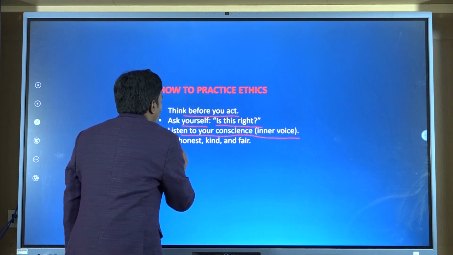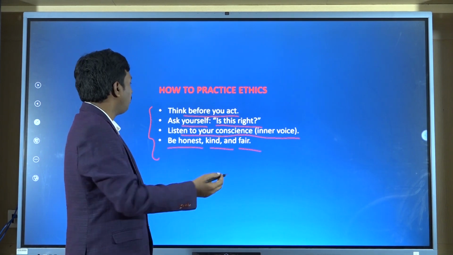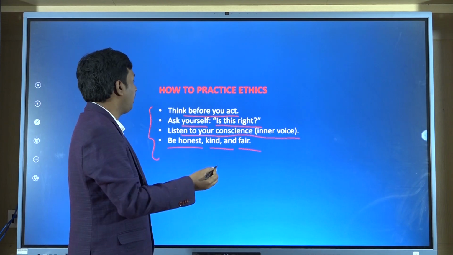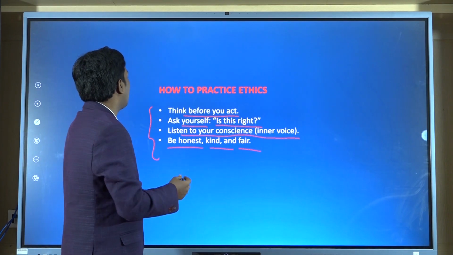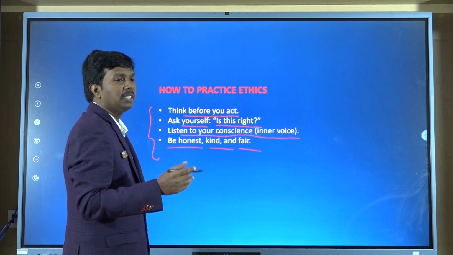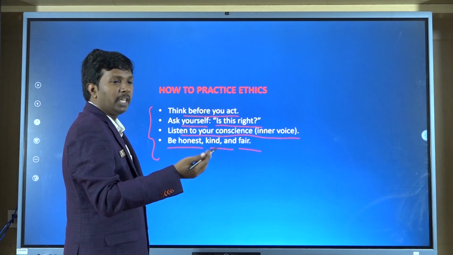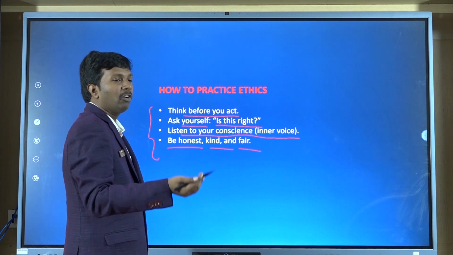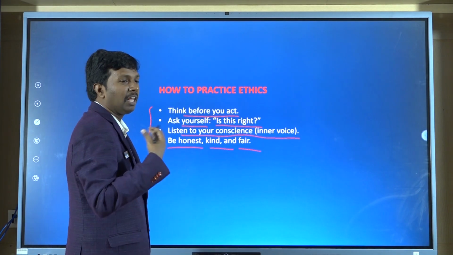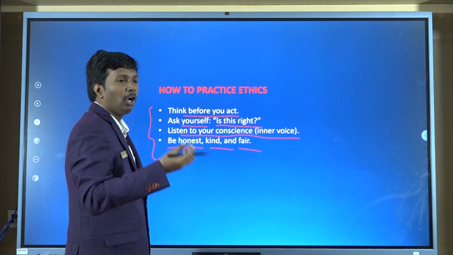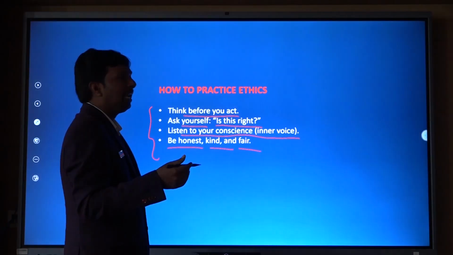Lastly, we have to be honest, kind and fair. Whenever we do any task in our daily life, we have to be honest. We have to do it in an honest way, and also be kind with other people and in our duty, and also fair. So these are all 4 important points. If you follow all these points in daily life, 100% we will follow ethical behavior. So we have to think about whatever we do initially, ask ourselves whether it is the right thing or the wrong thing, listen to our inner voice before doing anything, and be honest, kind and fair whenever we do any task, in professional life or maybe daily life.